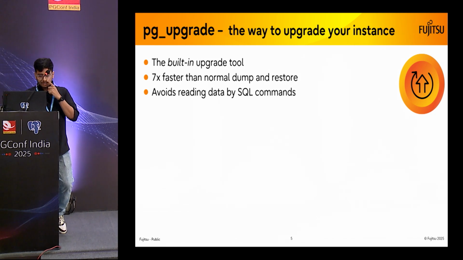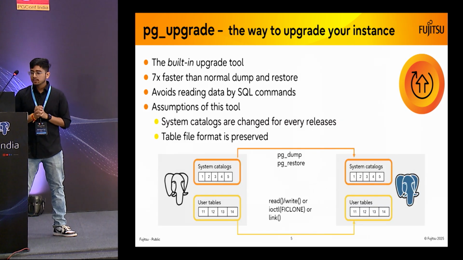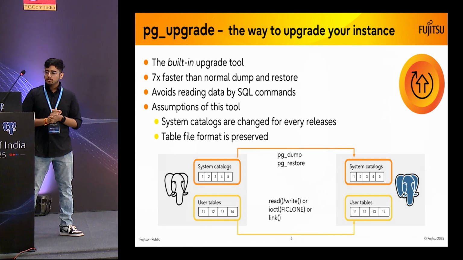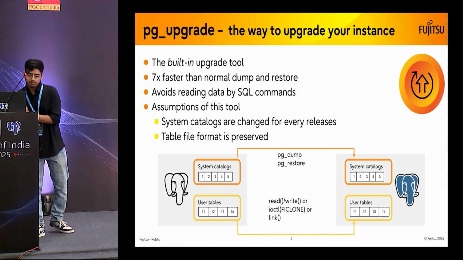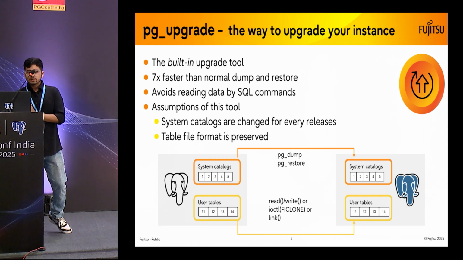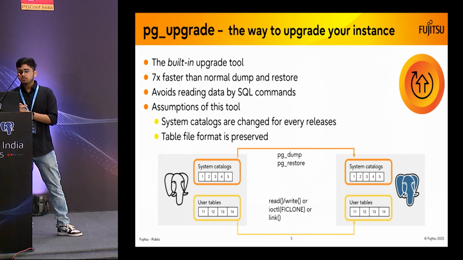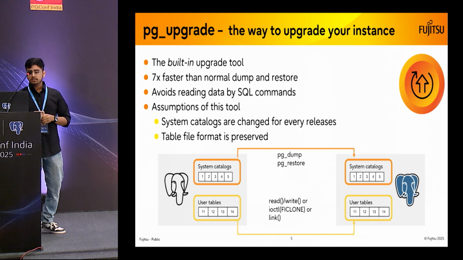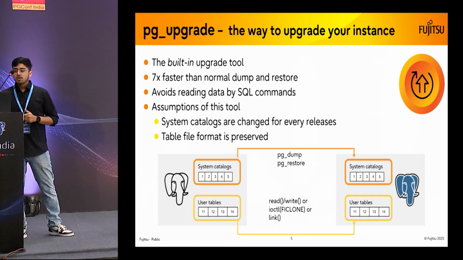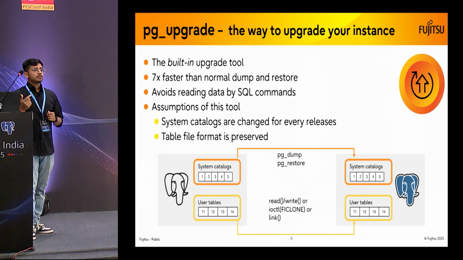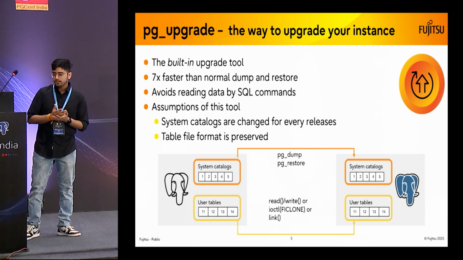But in the case of pg_upgrade, there are some assumptions. We assume that only system catalogs change between major version releases, and the table file formats are preserved across major versions. So when we run pg_upgrade, it runs pg_dump and pg_restore in the background for the system catalogs, whereas the table files are copied using file-level system calls like read, write, etc.